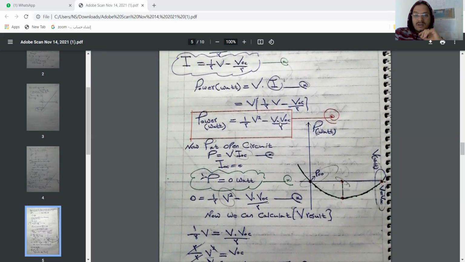minus V times VOC over r. Yes. Here we will say the parabolic shape starts from P equals 0 at the x-axis. P at the y-axis, and at the x-axis the voltage. Start the diagram from this point 0 and it starts decreasing until this point at the midpoint of the V-axis. After that, it starts to increase.